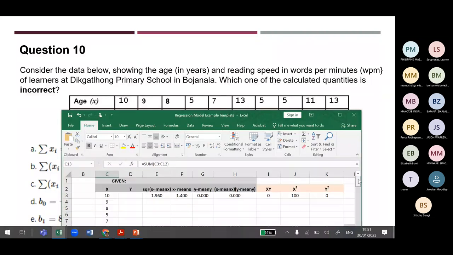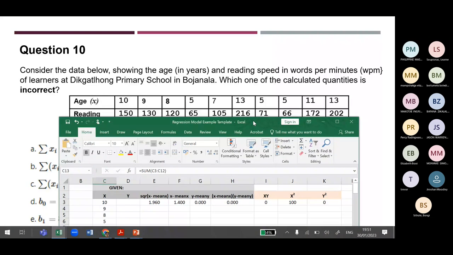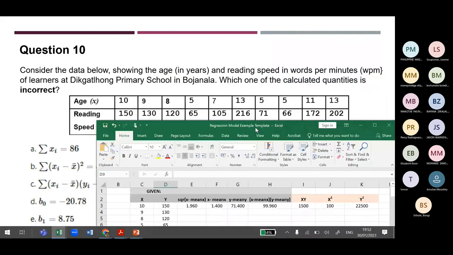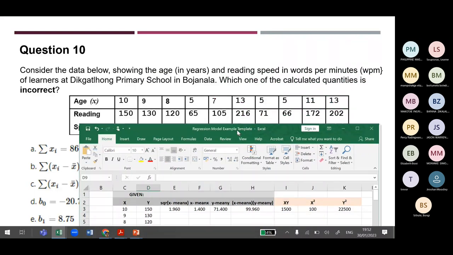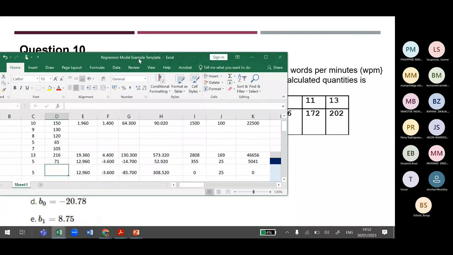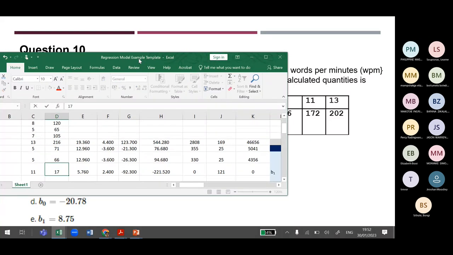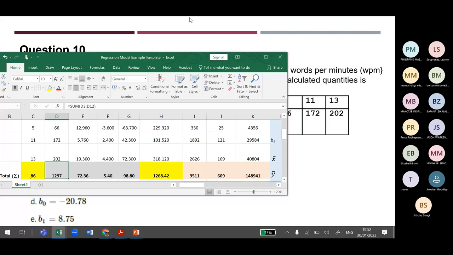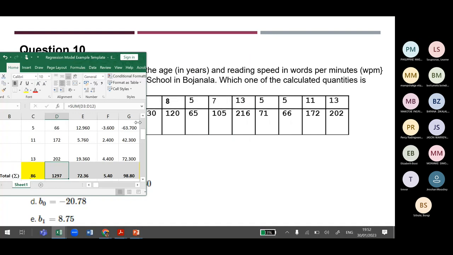I don't have to even check. Going up, I must enter them the same way and not mix-match. So 150 goes with 10. So 150, enter. 130, enter. 120, enter. 55, enter. 105, enter. 216, enter. The challenge is I cannot see the values I'm entering because I want to keep 71, enter. 71, enter, and go to the side. I've got 66, enter, 172, enter, and 202, enter. Okay. Let me double check that I've entered all the values correctly.